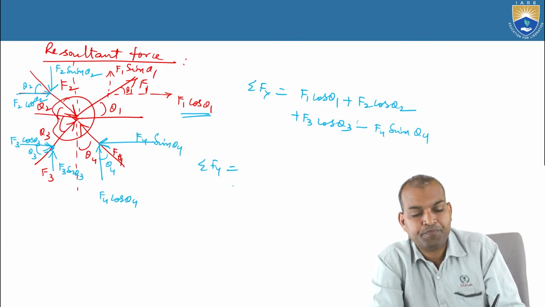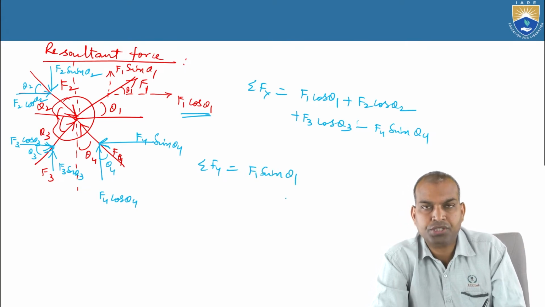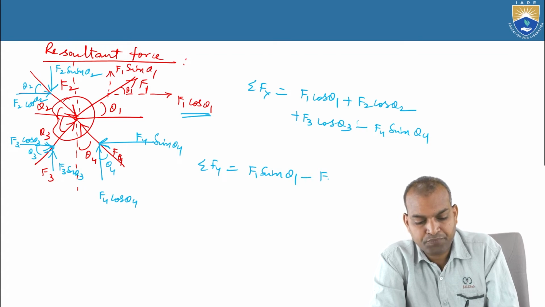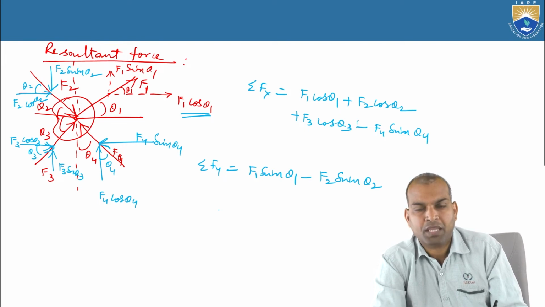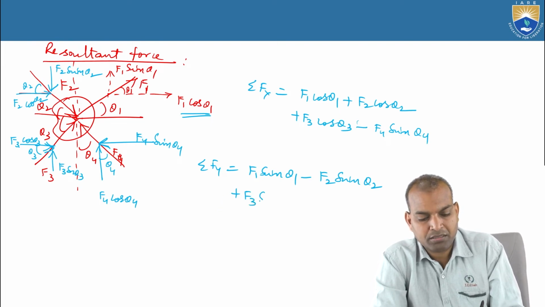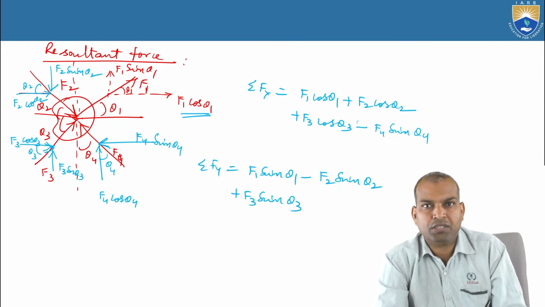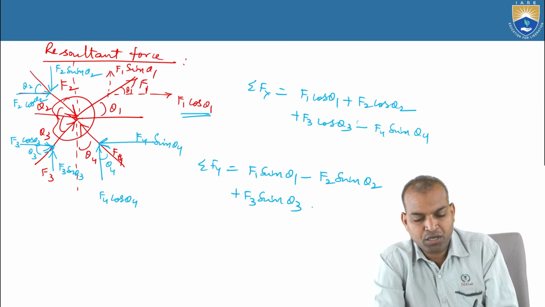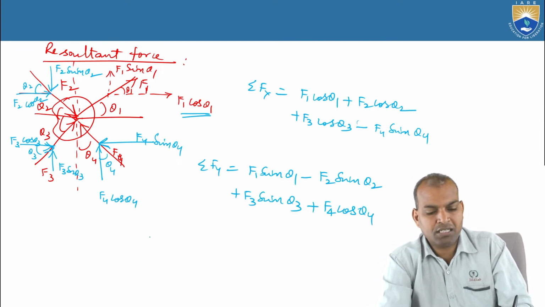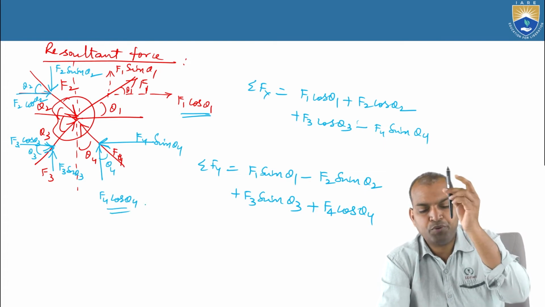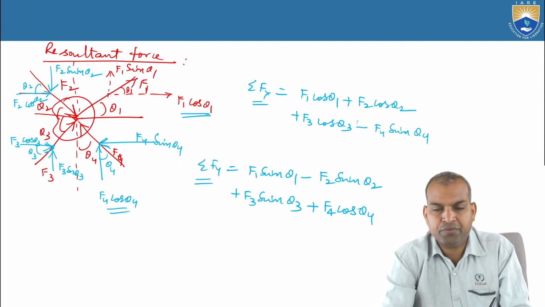What is sigma Fy? Again, the terms: F1 sin theta 1 is positive, minus F2 sin theta 2 is negative, in the downward direction, plus F3 sin theta 3 is upwards. What about the F4 component? The F4 component is plus, positive F4 cos theta 4. The cos theta 4 is vertically upwards, so it is positive. That's it. Sigma Fx we know, sigma Fy we know.